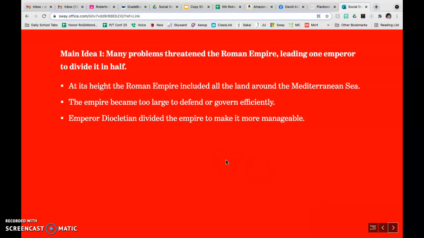So, many problems threatened the Roman Empire. At the height, the Roman Empire included all the land around the Mediterranean Sea. So it was a vast amount of land. The empire basically became too large to defend or even to govern efficiently. So Emperor Diocletian divided the empire in order to make it more manageable.